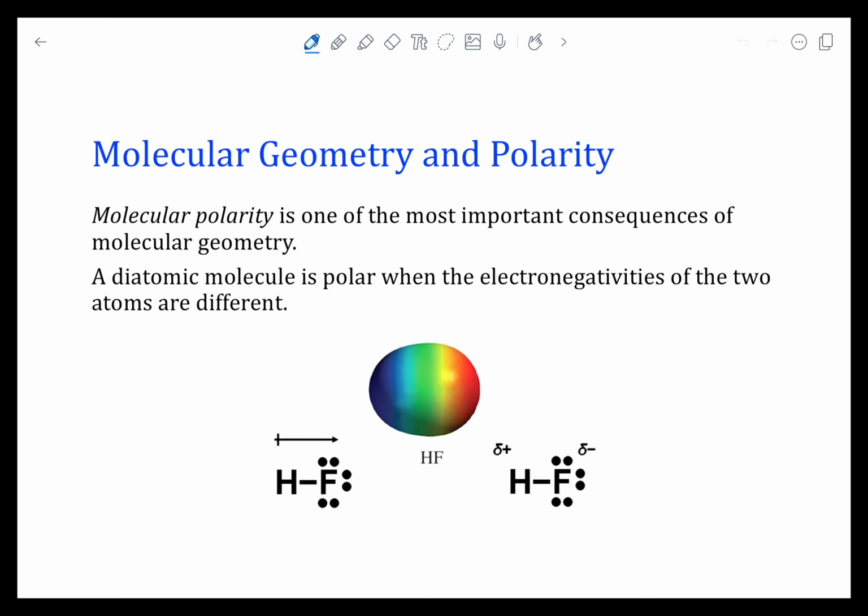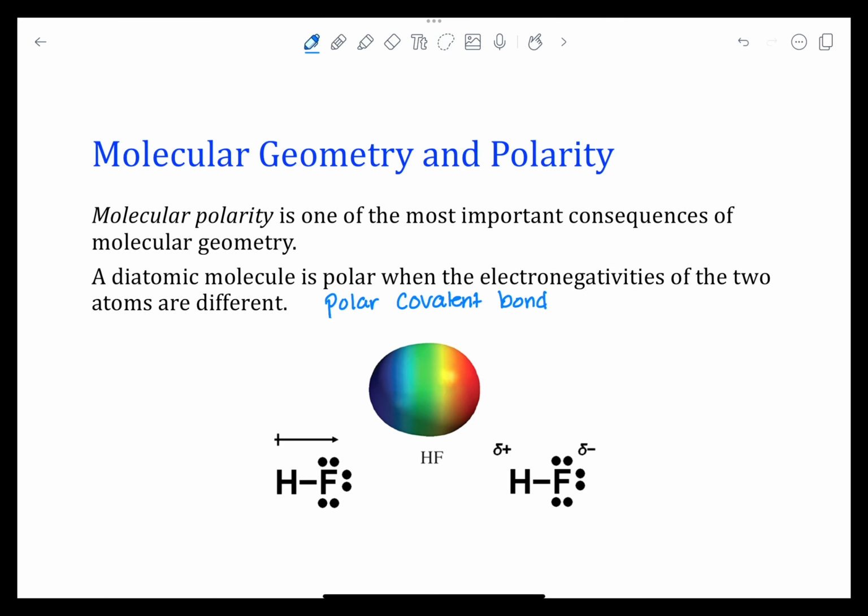So let's look at a diatomic molecule. Here we have HF, hydrogen fluoride, or hydrofluoric acid. A diatomic molecule is polar when the electronegativities of the two atoms are different, which is something we looked at in a previous chapter, where we used our electronegativity table to find the difference in those values. So we would call this a polar covalent bond.